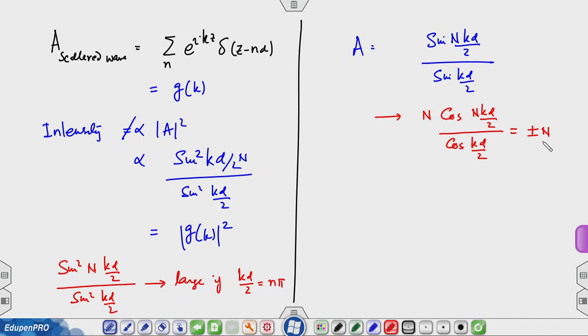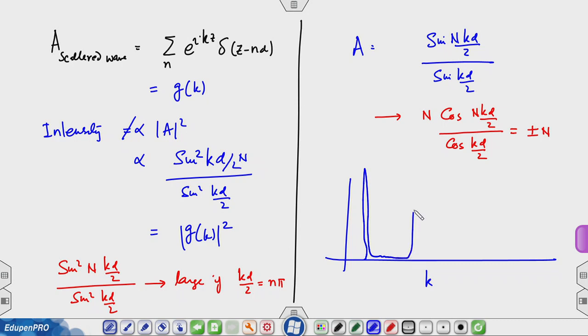And for the rest of these values, it becomes very small. So, what you see, if you were to plot it with respect to k or k d, you will see that these become very large, 0, very large, 0, very large, 0, and these correspond to exactly k d by 2 equals n pi. And this is where the spots are. Let us see how so.